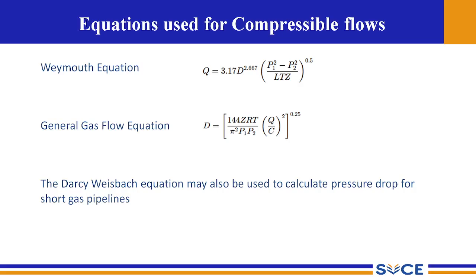In short gas pipelines, we may use the Darcy-Weisbach equation to calculate the pressure drop. In the case of short gas pipelines, we do not go for any other empirical equations. We can use the Darcy-Weisbach equation for short gas pipelines.